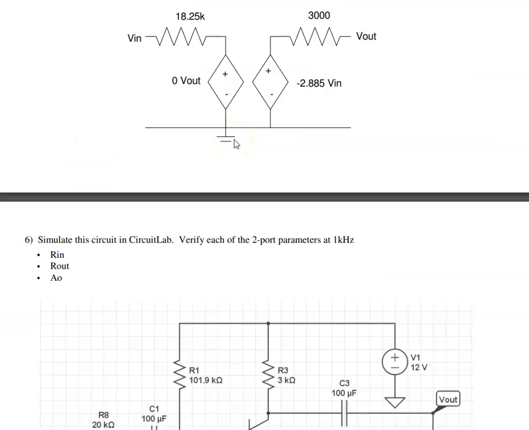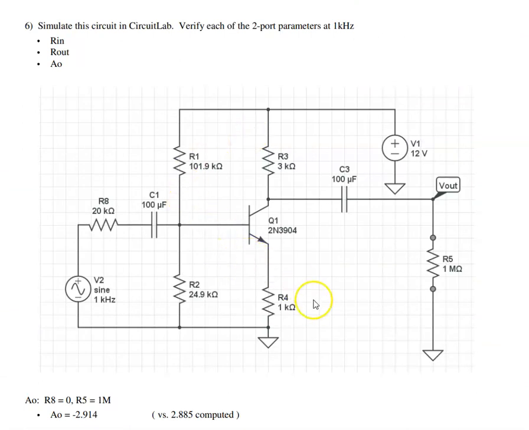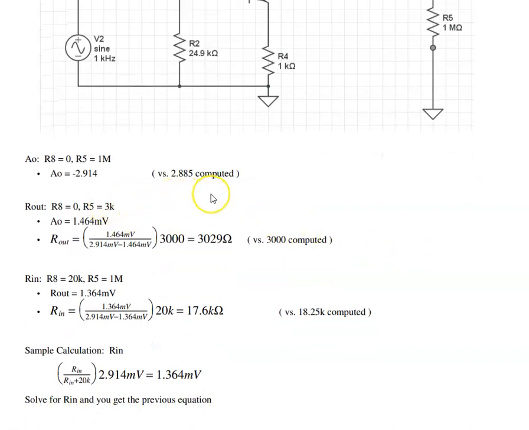I can verify that in CircuitLab. Take the circuit, take out the emitter capacitor, apply 1 millivolt in, I make R8 0 and R5 large, and I'll measure the output gain. Make this 20K, the gain should drop by half, because that's the input impedance. Make this 3K, the output should drop by half. Running those three tests gives you the gain is actually 2.9. The output impedance is actually 3,000 ohms versus 3,000 calculated, and the input impedance is 17K. So that's homework set number 5.